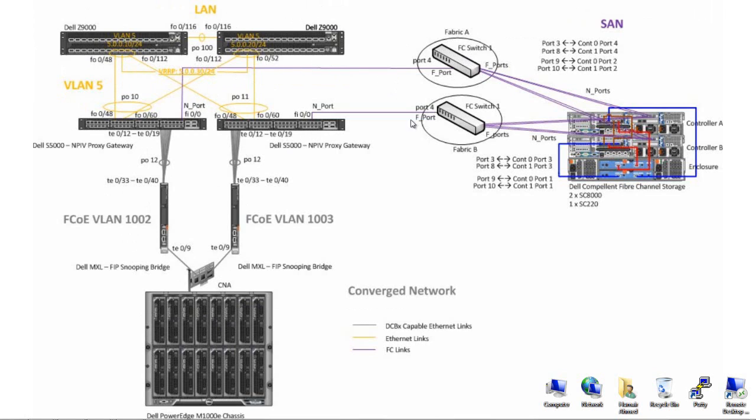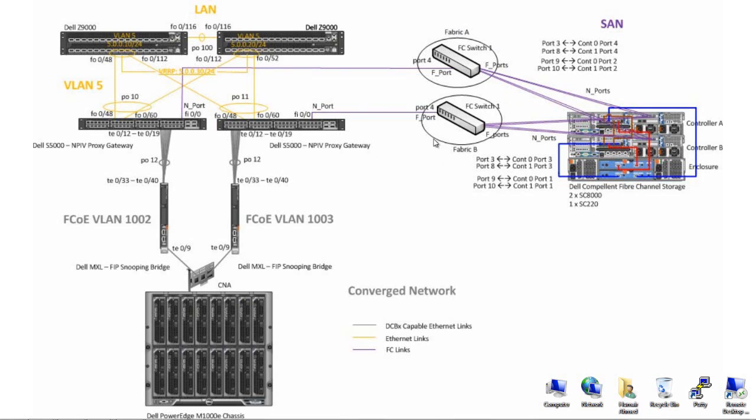I also have 2 Brocade 6505 Fibre Channel switches connecting to a Dell Compellent Fibre Channel Storage Array. The Dell Compellent Fibre Channel Storage Array consists of 2 SC8000 controllers and 1 SC220 storage enclosure. The yellow cables represent LAN connectivity and the purple cables represent Fibre Channel. The gray cables represent converged traffic.